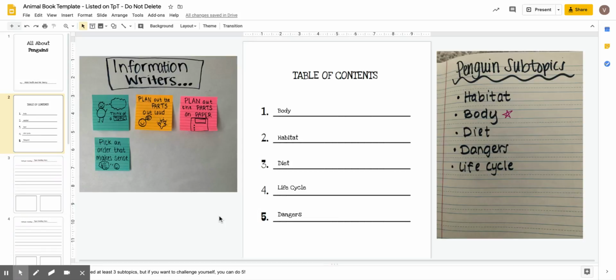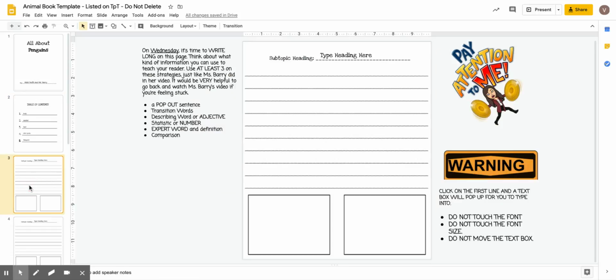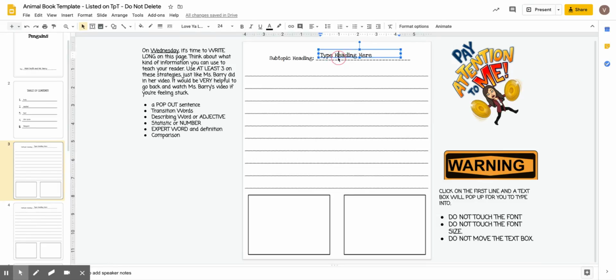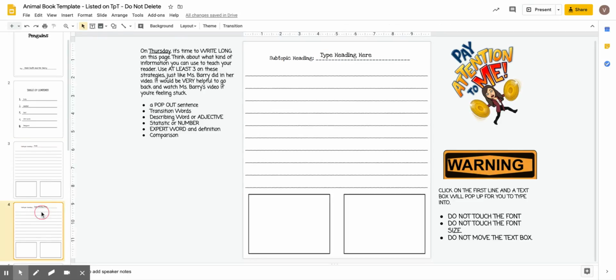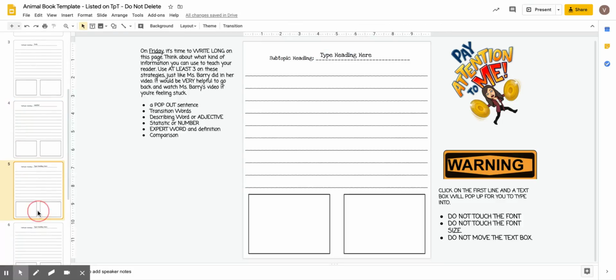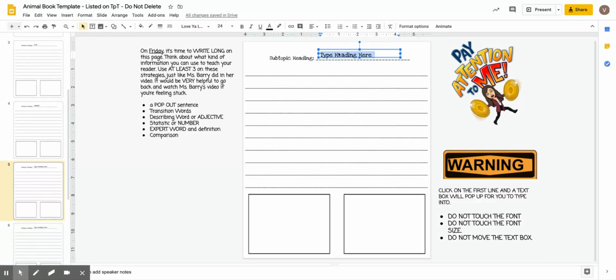Once you have your table of contents done, you are going to go through the actual writing slide pages, and you are not going to write anything except for the headings up here. And I'm going to put them in the order that I just put them on my table of contents. So I had body first, so I write body on that line. Then I go to the next writing page. Then I had habitat, so I'm going to write habitat here. I can get it all to highlight. Habitat. And then I'm going to continue to do that on all of my slides, so I'm all set up for when I start typing tomorrow.